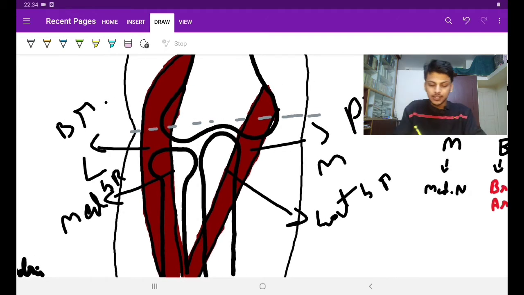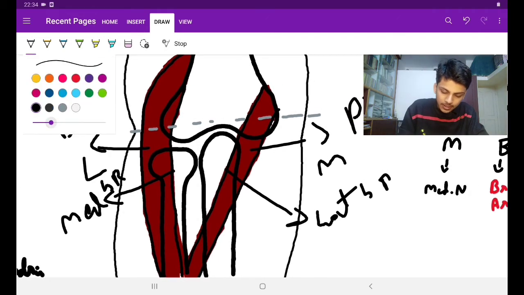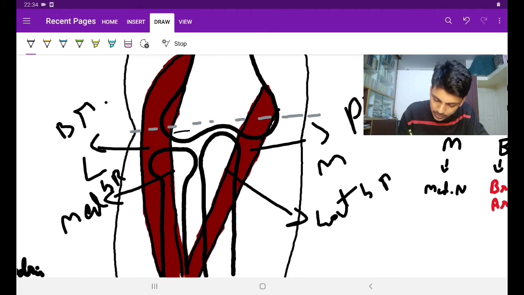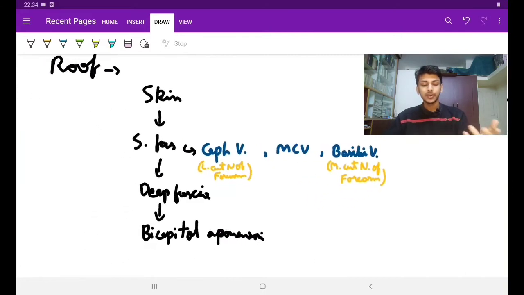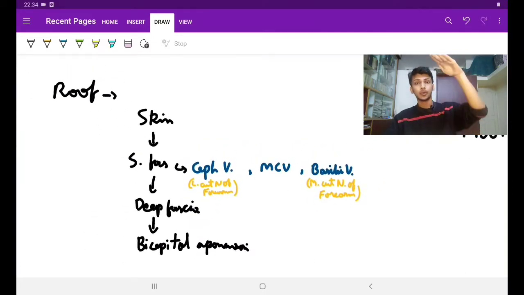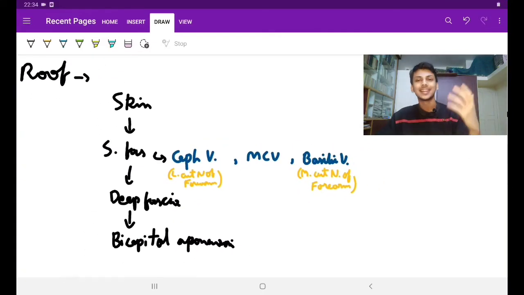Now see here guys, you can see this space here, like this triangle you can see here, isn't it? This is basically the two-dimensional image of a cubital fossa. But just now we discussed it's a triangular depression. It has a three-dimensional aspect. So if it has a three-dimensional aspect, it must have a roof and a floor, isn't it? Now we'll study the roof.